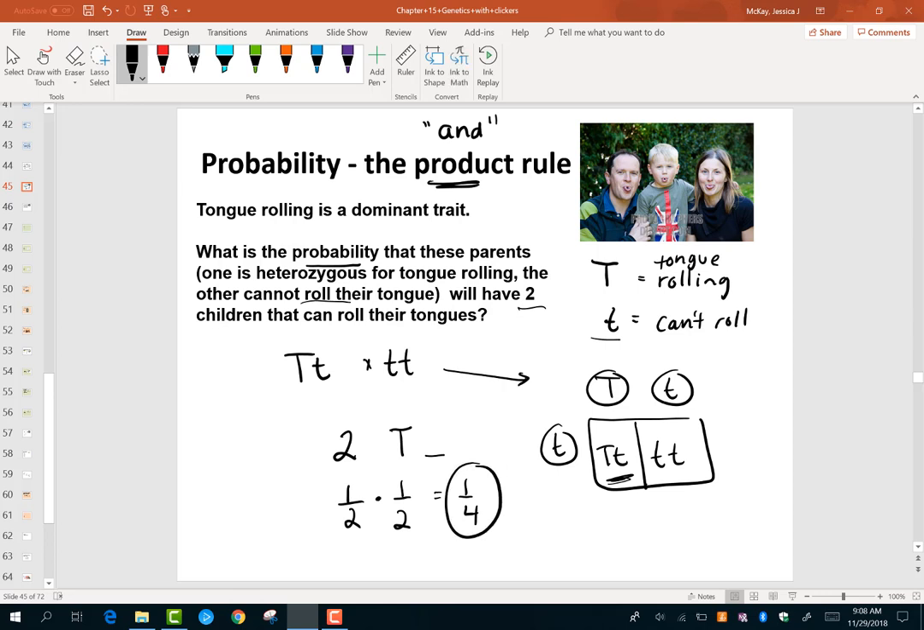So whenever you're having and, or both, you use the product rule. You calculate the probability for each of them happening independently and then you multiply them together.